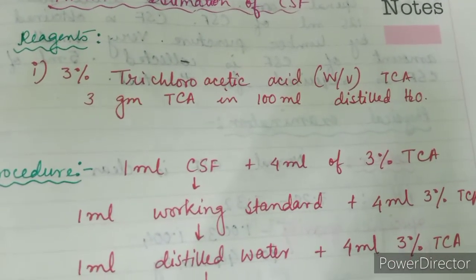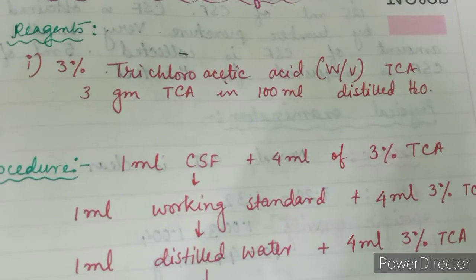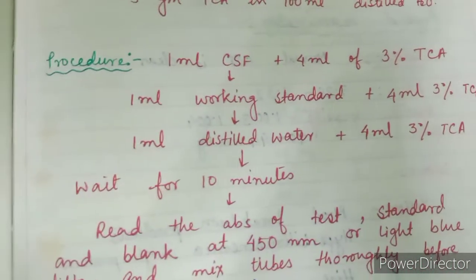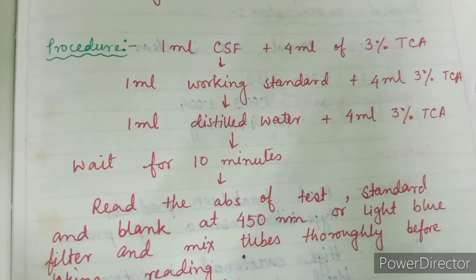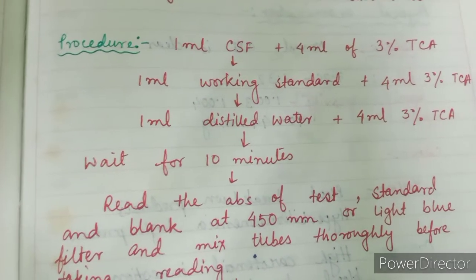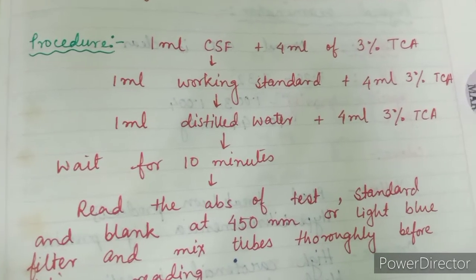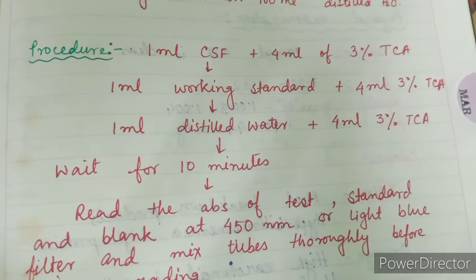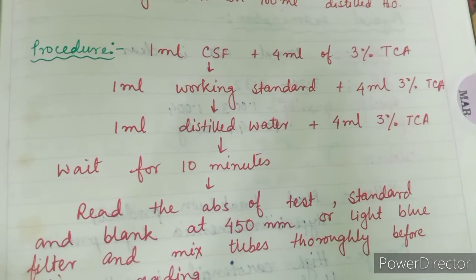3% trichloroacetic acid is prepared by mixing 3 gram of TCA, trichloroacetic acid, in 100 ml distilled water. Procedure: 3 sets of tubes are prepared. In the first tube, we will take 1 ml CSF and 4 ml of 3% TCA. In the second tube, 1 ml working reagent standard and 4 ml 3% trichloroacetic acid. In the third tube, 1 ml distilled water and 4 ml of 3% trichloroacetic acid is added.